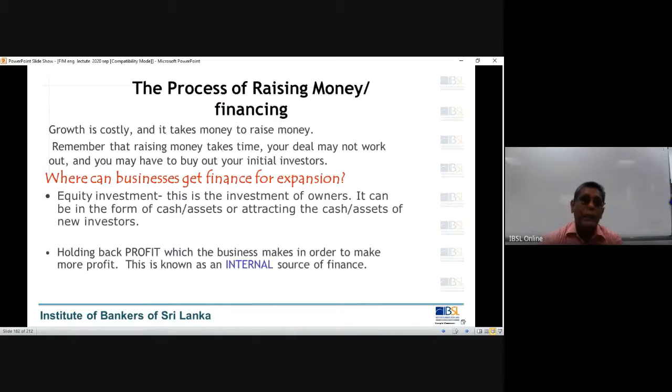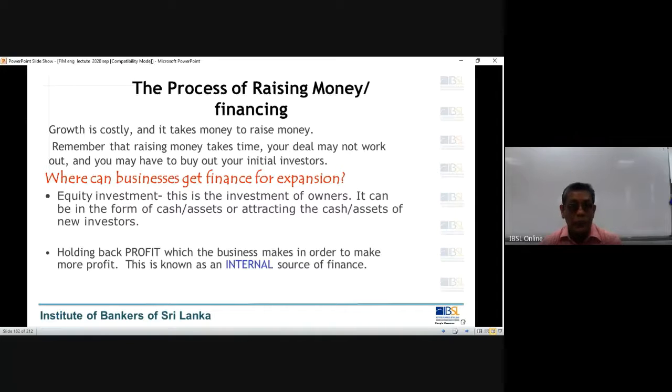Okay, let's look at it now. What is the process of raising money, or financing? As I told you, growth is costly and it takes money to raise money also. Remember that raising money takes time and may not be covered by your initial investors. Right, let's look at how you can finance your business expansion strategy.